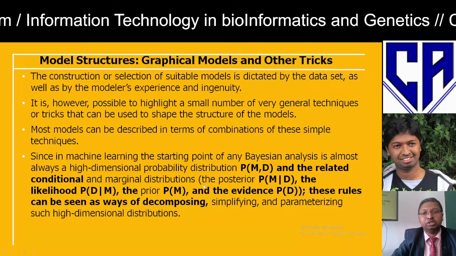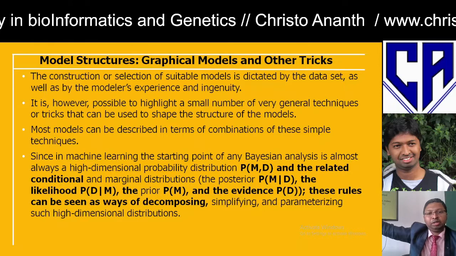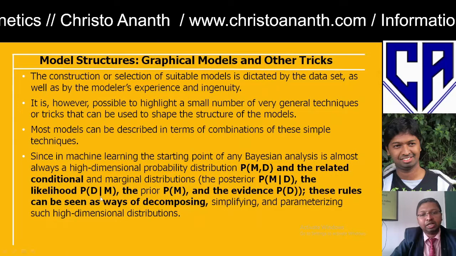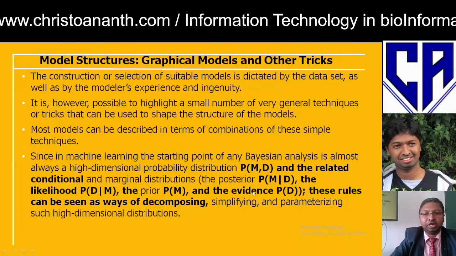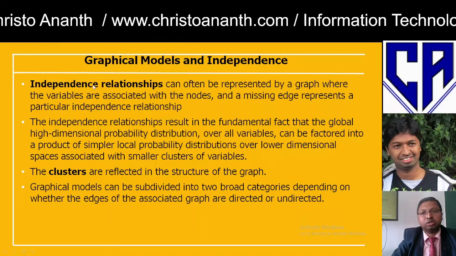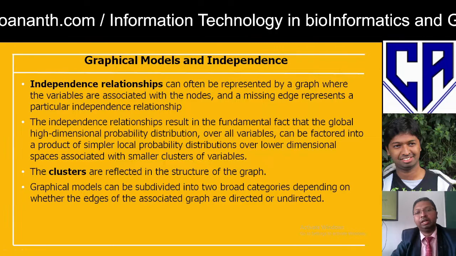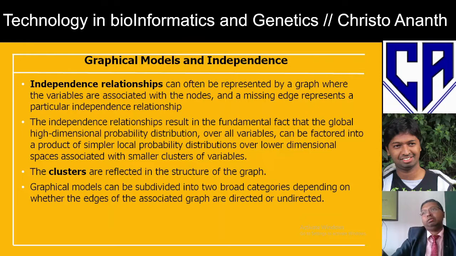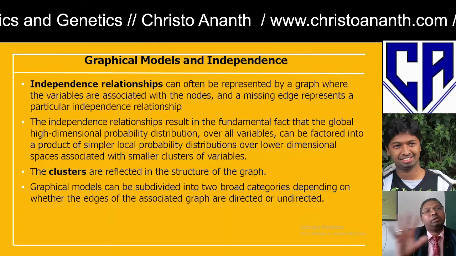Just like in the previous slide, we saw p of m given d, that is the posterior function. p of d given m is the likelihood, p of m is the prior, and the evidence is p of d. You can also use these functions for decomposing into smaller sequences. So we have inference relations as well, and generally it can be developed as a graph where we have a probability density function, pdf. This pdf you can decompose into smaller functions, and for each of the functions you can build graphical models.